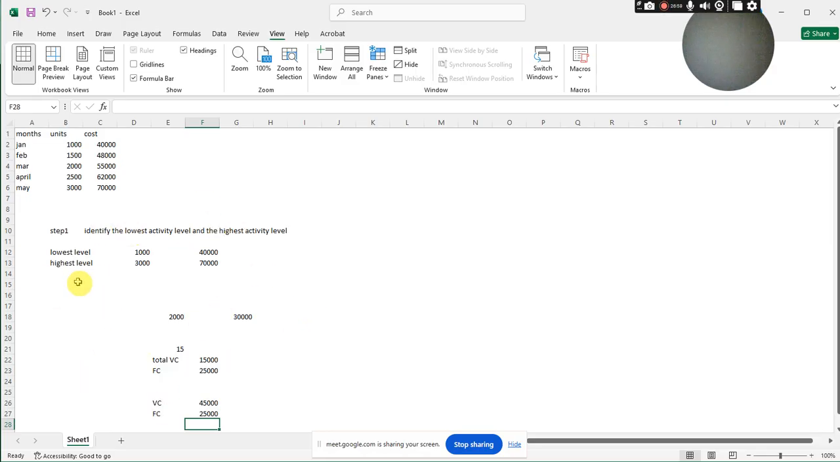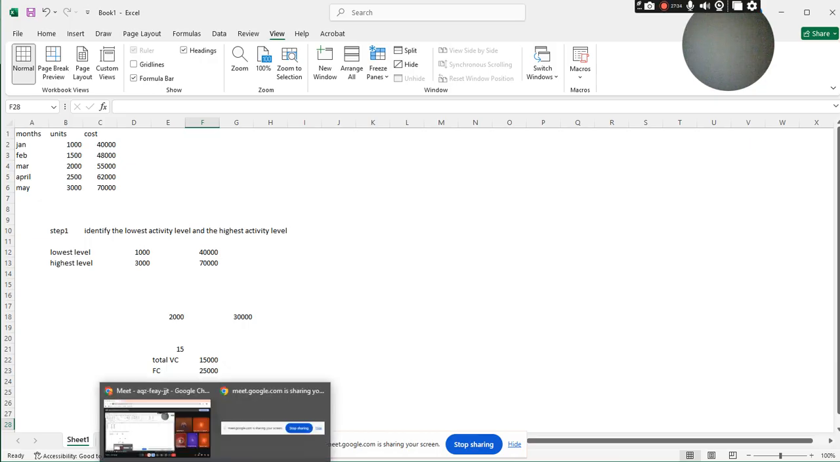I believe we all understand the high and low method now. It's as simple as this. High and low method is as simple as this. Any question on this before we go to our linear regression, or chi-square, as some people may call it?